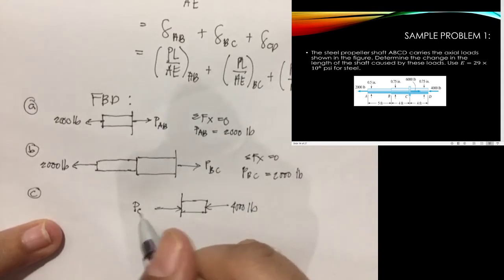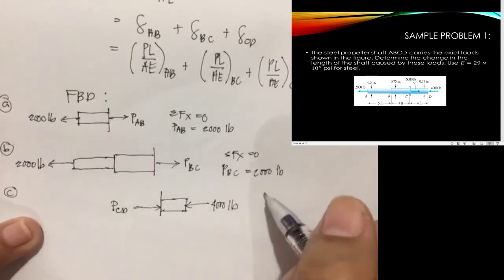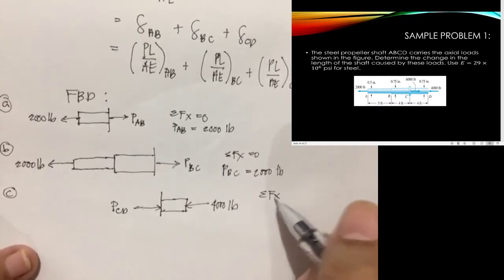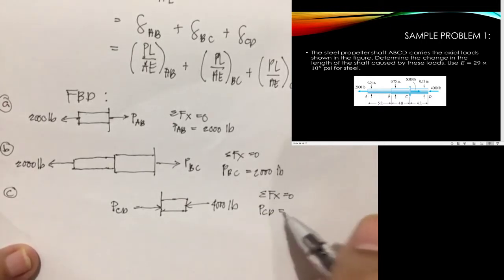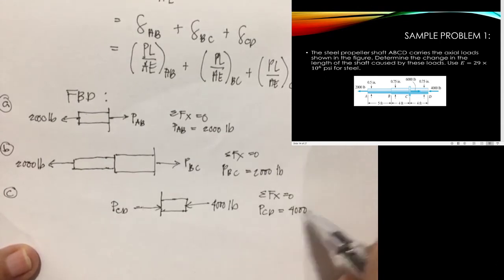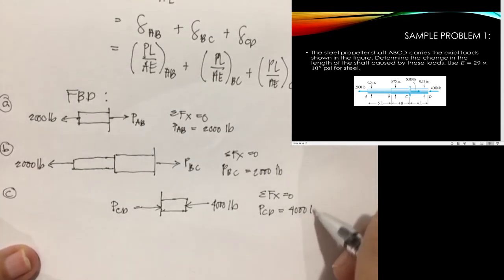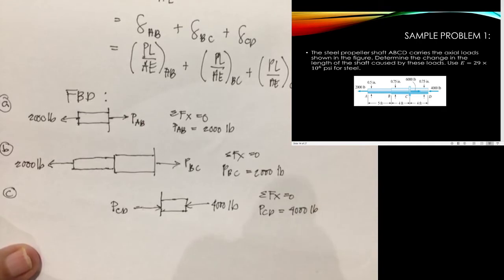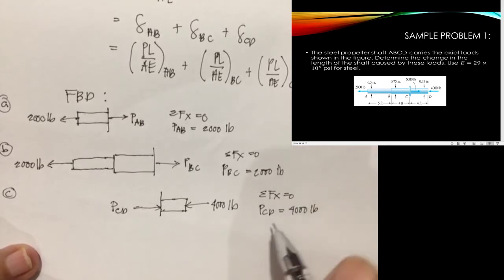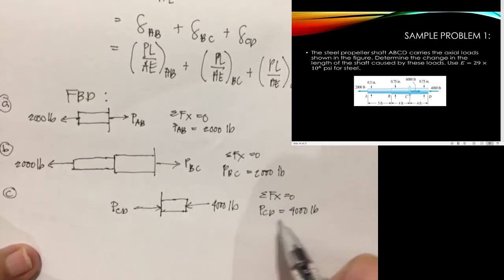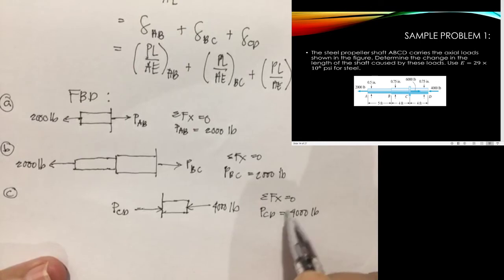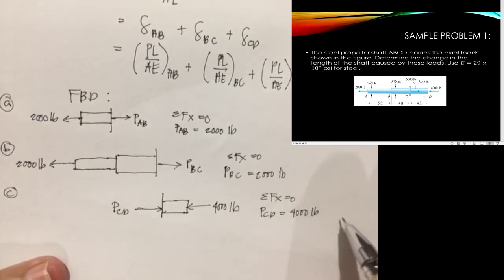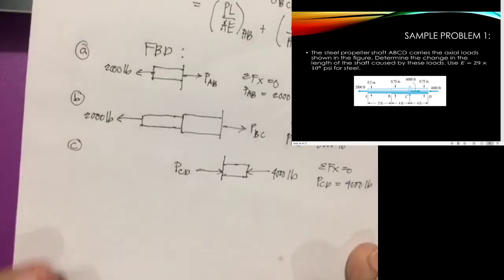And that is PCD. So summation of forces in X is equal to 0. PCD therefore is equal to 4,000 pounds. Right? Please take note that this is under compression. Okay? It is in compression, so our P is negative in this part.